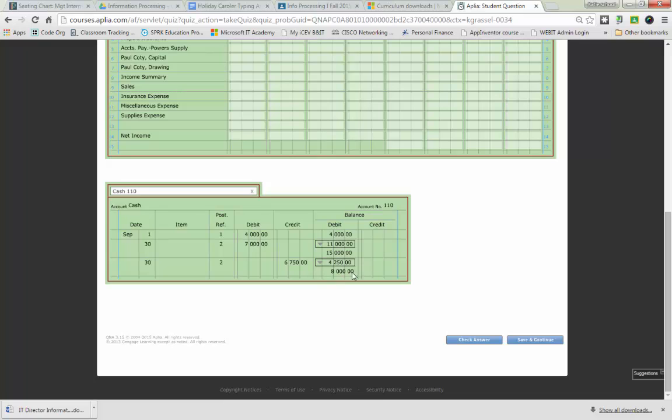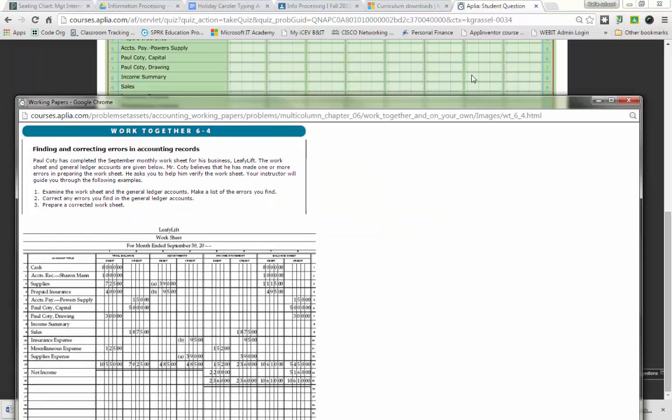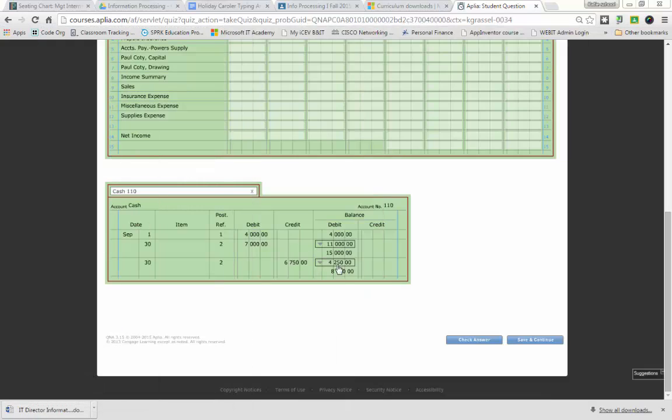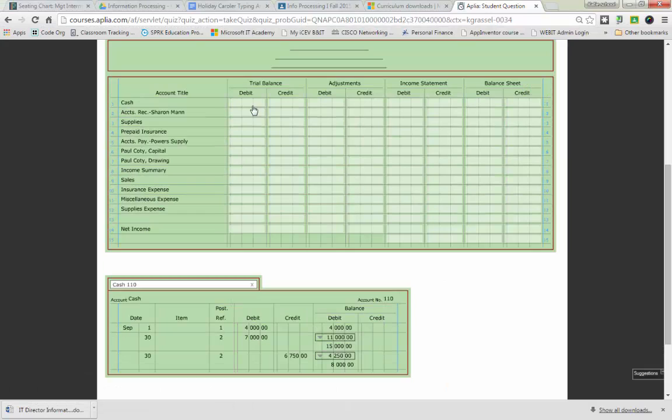So, incorrectly, previously, Paul had cash having a balance of $8,000. And I can tell that because when I look at my sample worksheet right here, he had cash balance $8,000. Well, that's wrong. What I'm going to do right now is take this $4,250 and put this right here. Okay, so then we're going to go and check our next account.